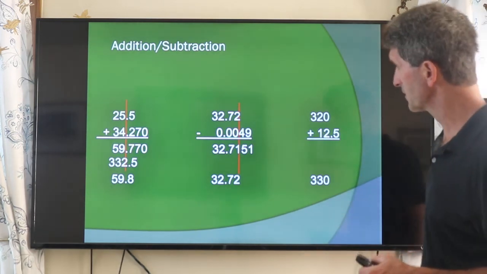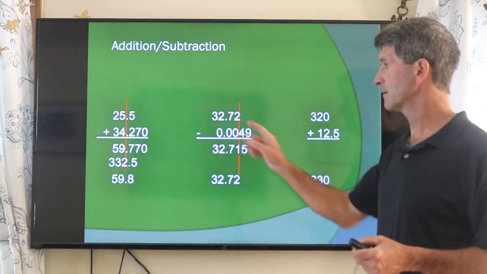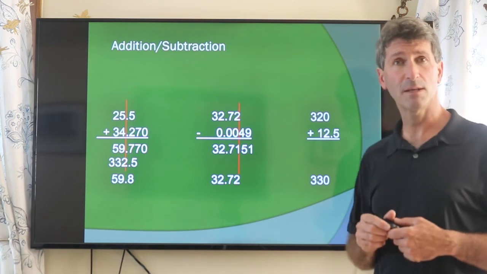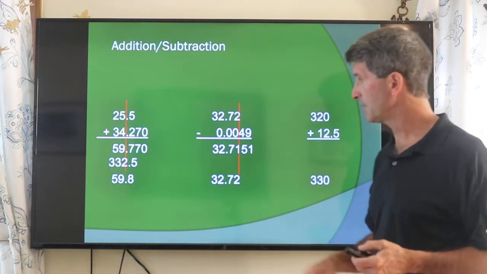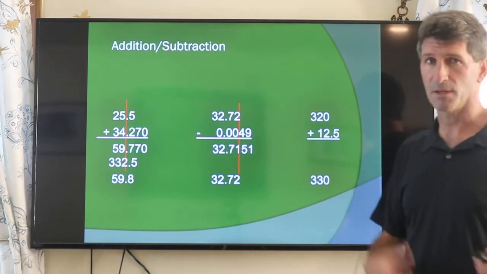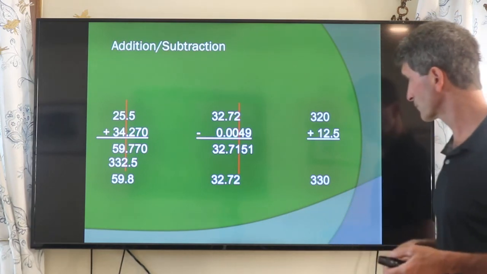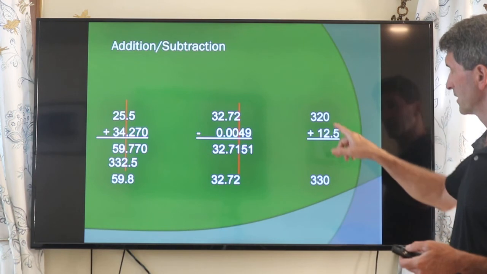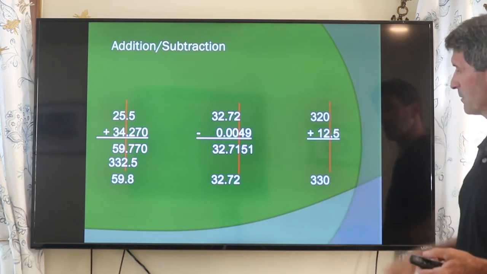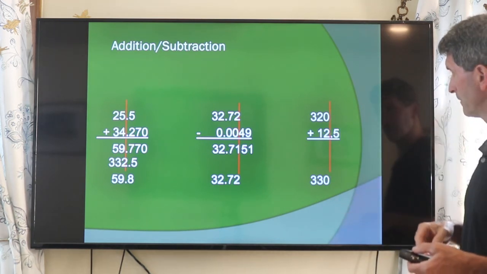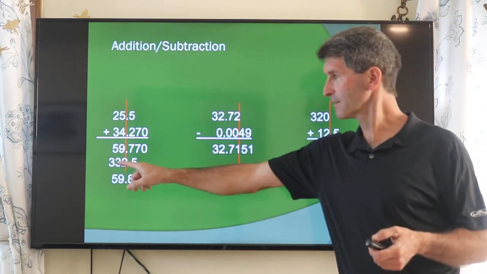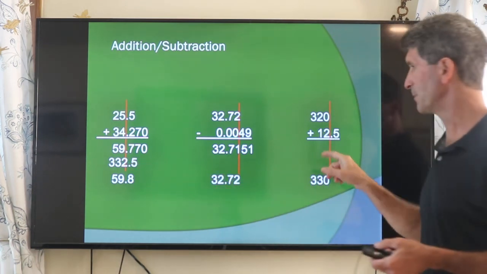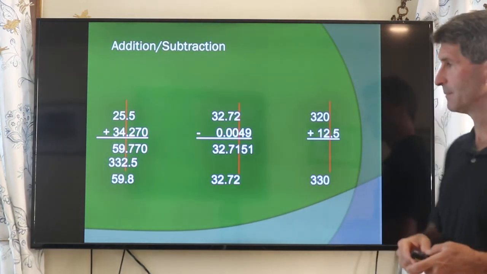Subtracting this from this, again, my worst figure right here is good to the 100ths, so my answer has to be out to the 100ths. And notice, by subtracting such a small number, it has no impact. This plus this, good to the units, so my answer is going to be good to the units. Oh, I know. This little number right here should have been over here. The formatting moved it over.